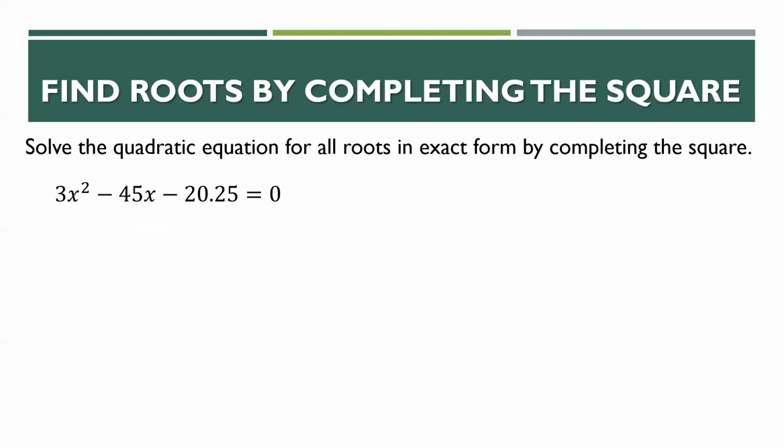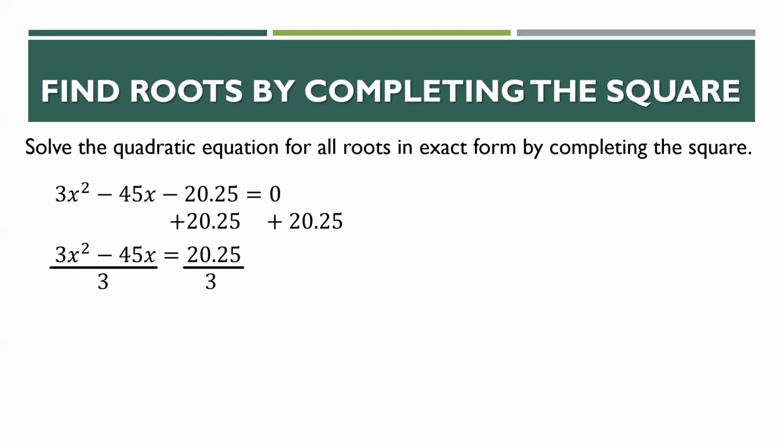Here's our next one. We've got 3x squared minus 45x minus 20.25 equal to 0. First thing I'm going to do is move my constant over. So I'm going to add the 20.25 over to the right-hand side. There's the result. Now, this one, I've got an a value that is not a 1. I've got a 3 as my a value.